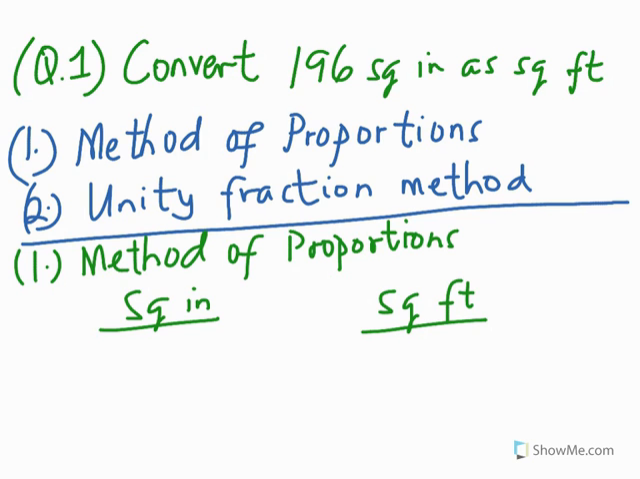Then, in the first line, we ask, what is the relationship between square inches and square feet? We look at our table, and we see that 1 square foot is 144 square inches. So under square feet, we put 1, and under square inches, we put 144.